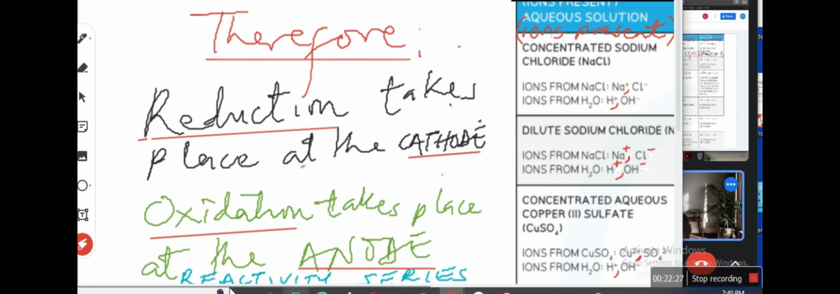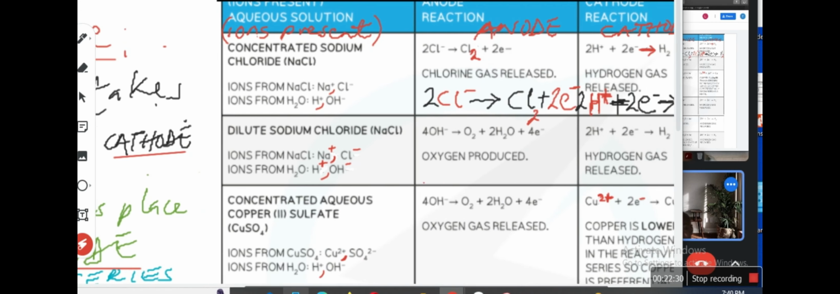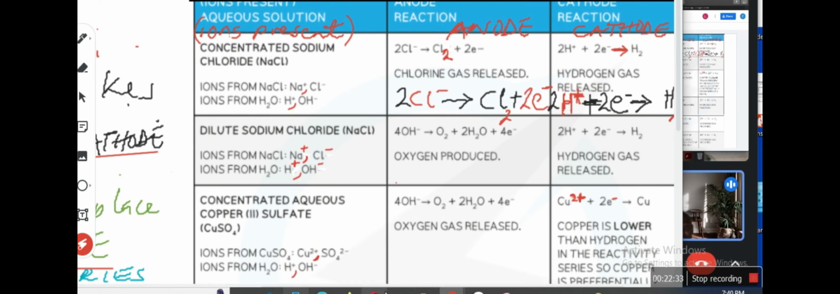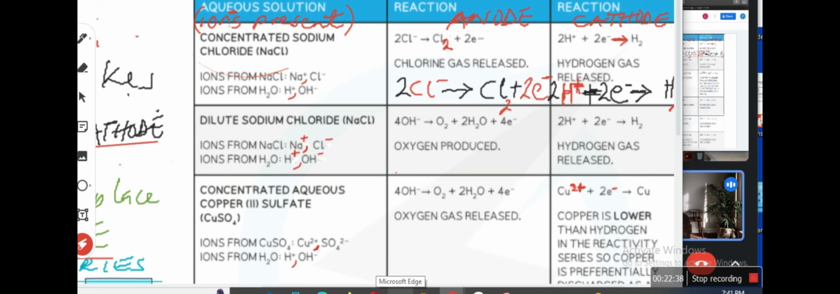In fact, let me say this before we move forward. Look at this. Go to the table. I want to use that table to explain something. Look at the first heading. What do we have there? Concentrated sodium chloride. When you have sodium chloride as the electrolyte, now it is concentrated sodium chloride. Concentrated means it is in a solution. We need to talk about the ions that are present.